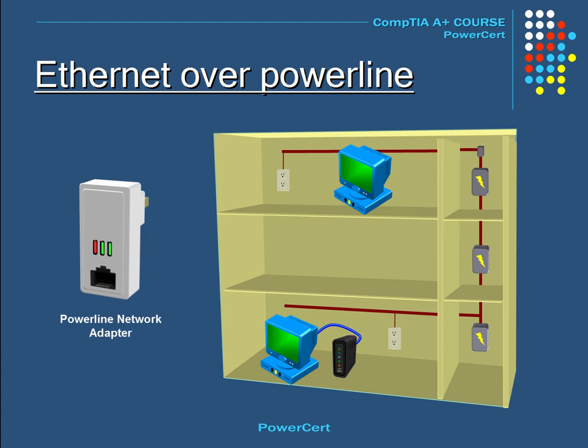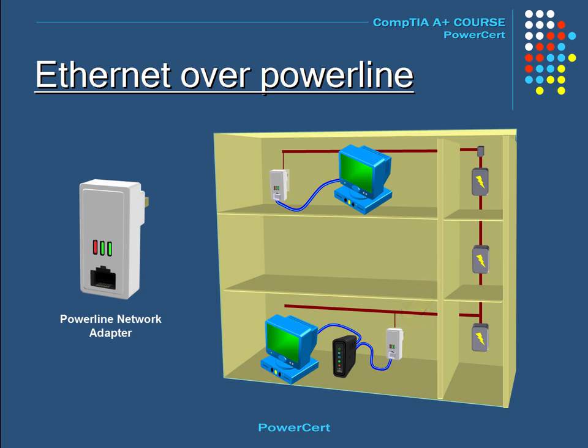These power line adapters plug directly into a power outlet, and they have a built-in Ethernet port for an RJ45 connector. So one of them plugs into the power outlet next to this computer up here, and then you will connect an Ethernet cable from the network port of the computer and the other end into the power line adapter's Ethernet port. Then the other adapter plugs into the power outlet next to the modem or router down here. Then you would plug an Ethernet cable from the modem or router to the power line adapter.